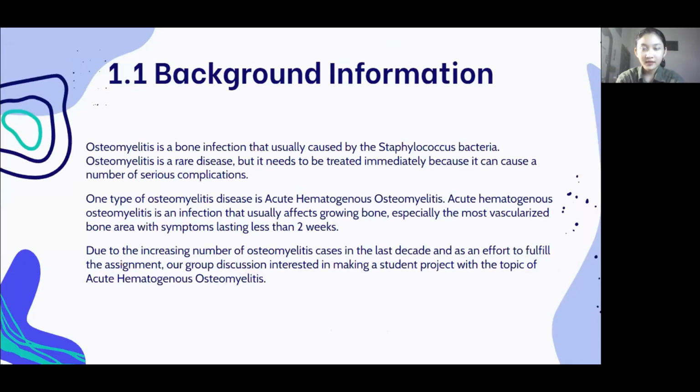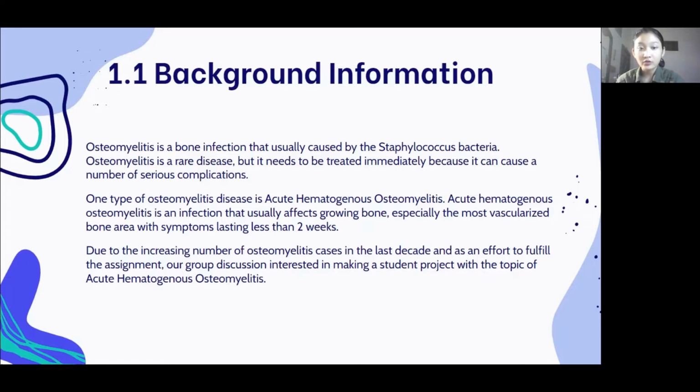Next. First is background information. Osteomyelitis is a bone infection that is usually caused by the Staphylococcus bacteria. Osteomyelitis is a rare disease, but it needs to be treated immediately because it can cause a number of serious complications. One type of osteomyelitis disease is acute hematogenous osteomyelitis.